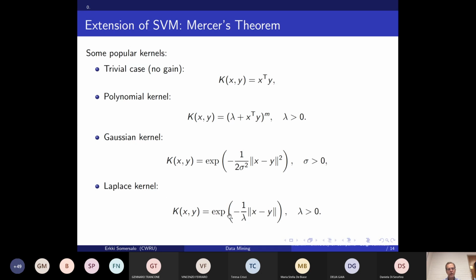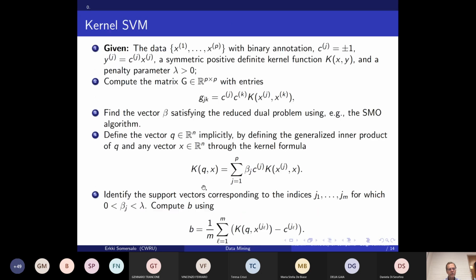So you take the exponential of 1 over lambda, and then instead of the norm squared of x minus y, you take just the norm of x minus y. And so again, choosing lambda judiciously, you can regulate how orthogonal the data points which are far away from each other are. So these are probably the three most popular selections of kernel functions.